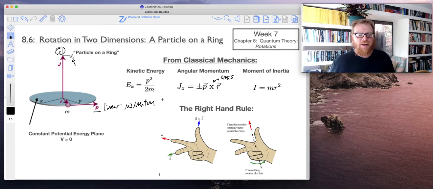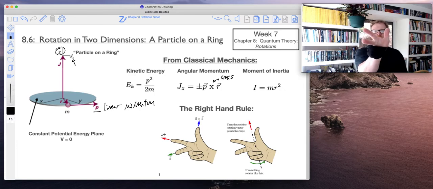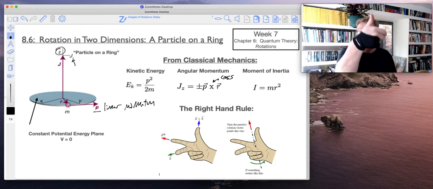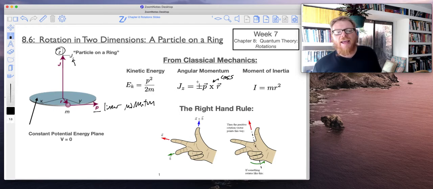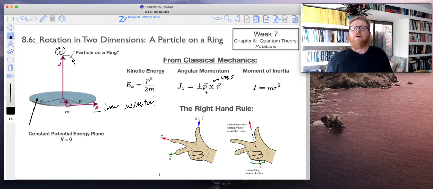If you look at the way this is notated, the A and B vectors, I always have to think about this for a second. So A, my pointer finger, represents the linear momentum. Notice that it's tangential to the radius. Then my middle finger is the radius. If I rotate as the picture is showing, my thumb points in the direction of the angular momentum.